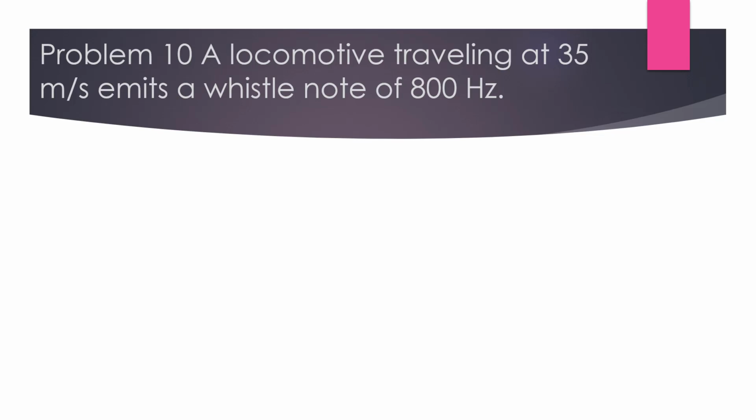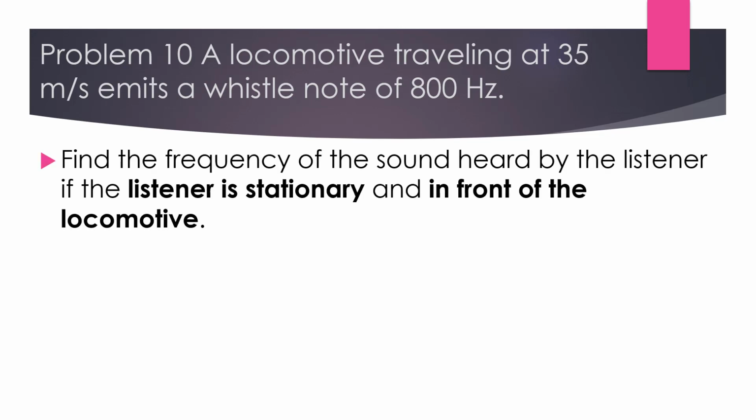Okay, next, problem 10. Same locomotive traveling at 35 meters per second, which emits a whistle note of 800 Hz. Question is, find the frequency heard by the listener if the listener is stationary and in front of the locomotive. So when we draw this one, this is our locomotive, the source of the frequency, and it is moving towards the stationary listener.